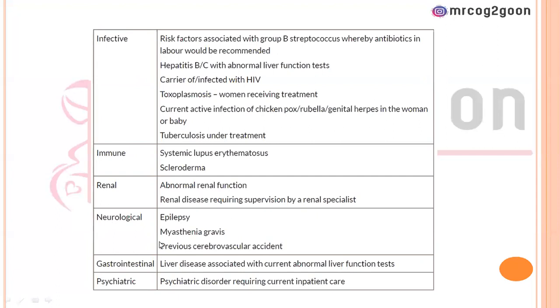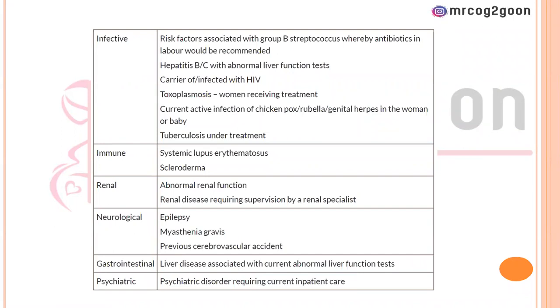Neurological: epilepsy, because she can develop an epileptic fit during delivery. She may need extra work postpartum. Myasthenia gravis, previous cerebrovascular accident, because she may develop another one and will need to be admitted to an ICU. You don't have the luxury to wait for transfer. Okay, GIT, like liver disease, and psychiatric disorders. Because of psychiatric disorders, she will have to be assessed.